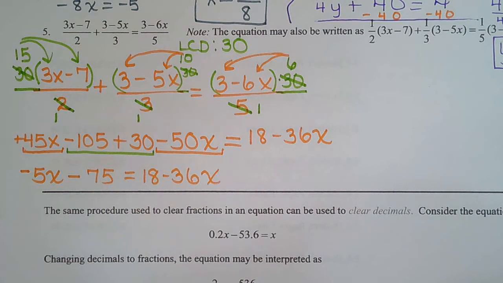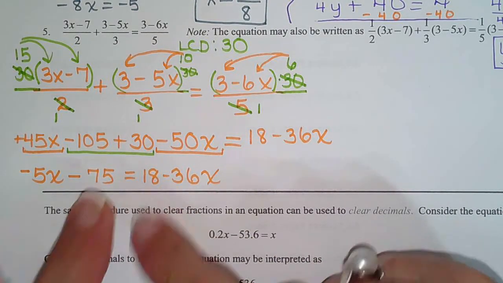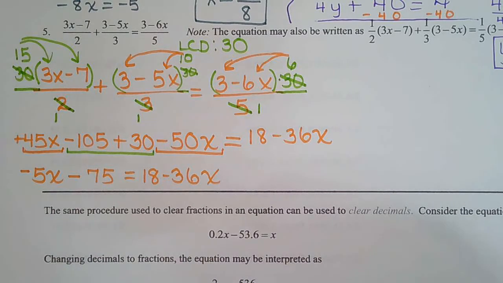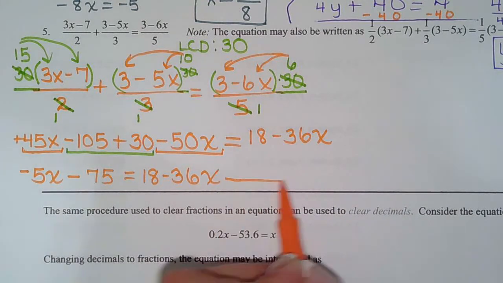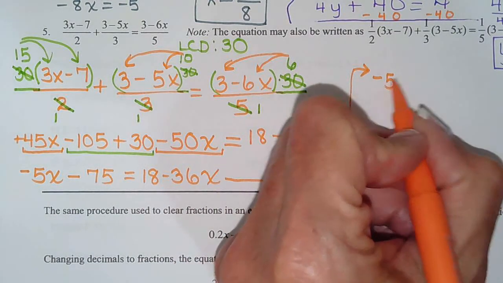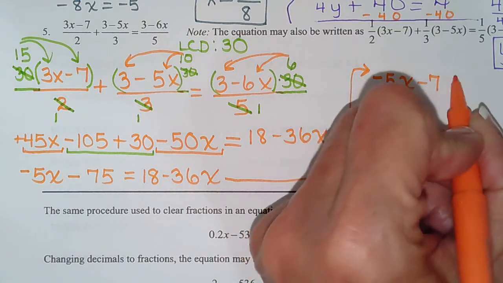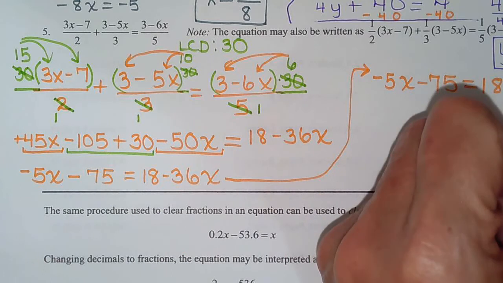So, looks good. We have one x on the left, one x on the right, one number on the left, one number on the right. So that tells me I'm ready to start moving things from left to right. Let's go ahead and bring it up here so we have some more room. So negative 5x minus 75 equals 18 minus 36x.